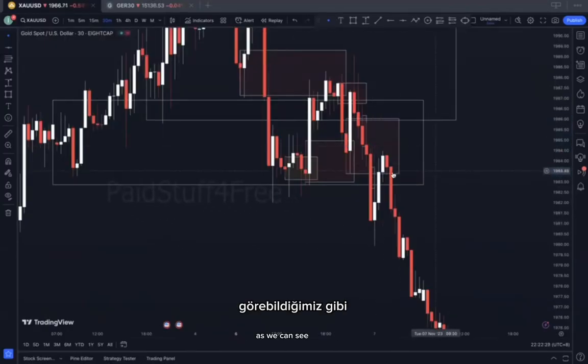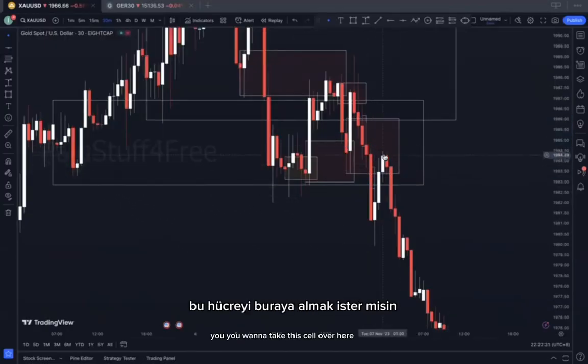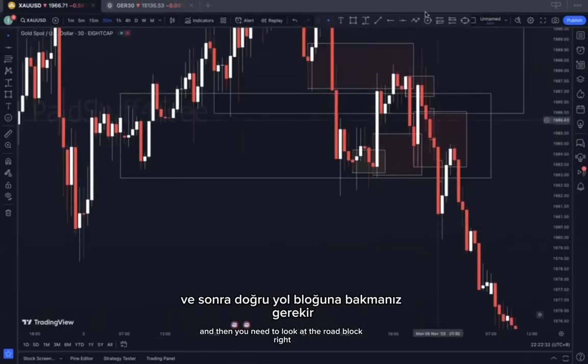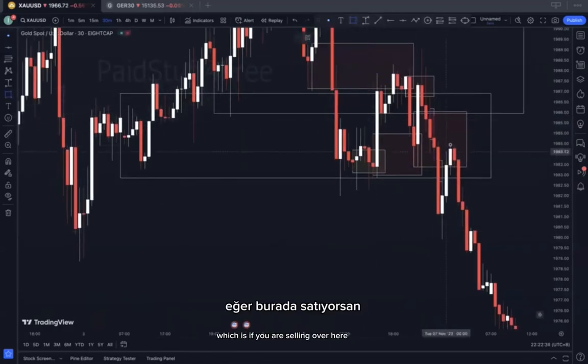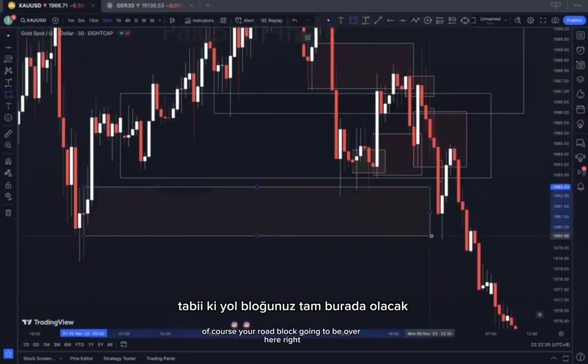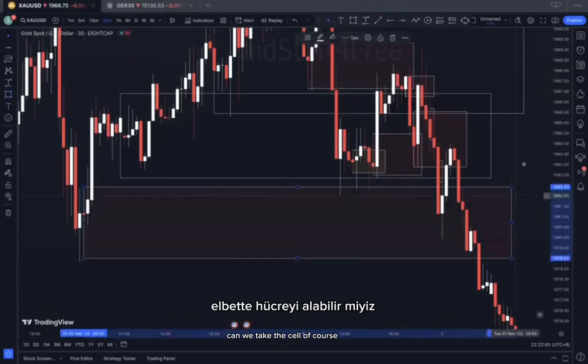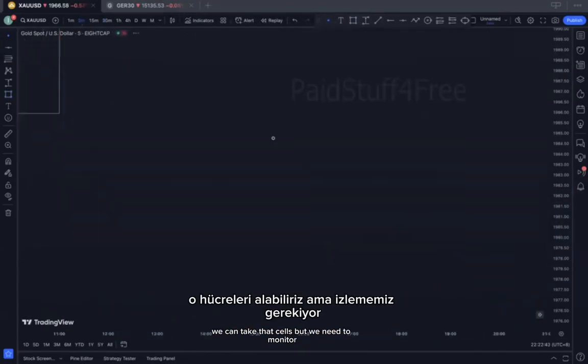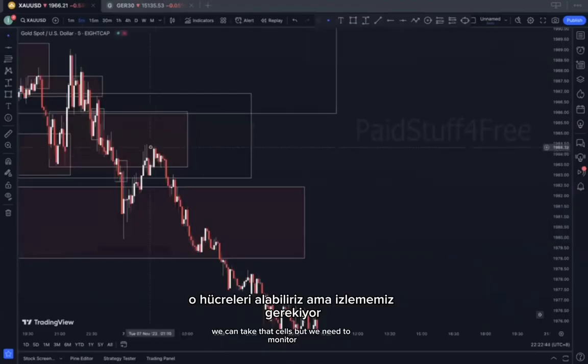So as we can see, for example, you want to take this sell over here, and then you need to look at the roadblock, right? If you are selling over here, of course, your roadblock is going to be over here, right? So can we take this sell? Of course, we can take that sell, but we need to monitor, okay?